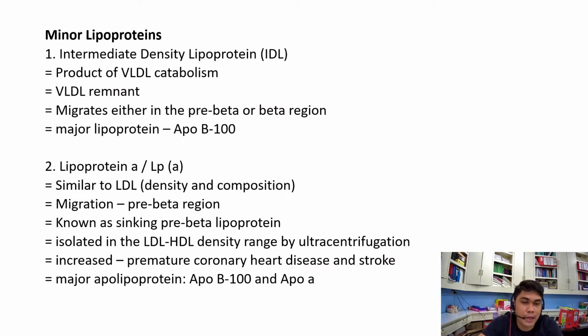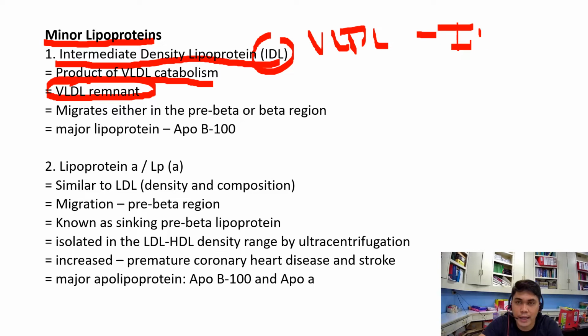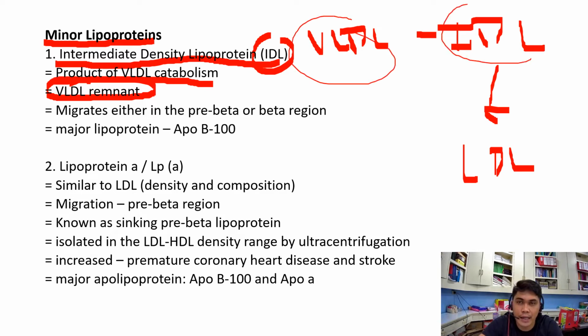Next, you have minor lipoproteins. First is intermediate density lipoprotein, or IDL. It's a product of VLDL catabolism, also known as your VLDL remnant. For the catabolism of your VLDL, you have your VLDL, then it is converted to IDL, and the end product is your LDL. So first you have VLDL, then IDL, and last, LDL.